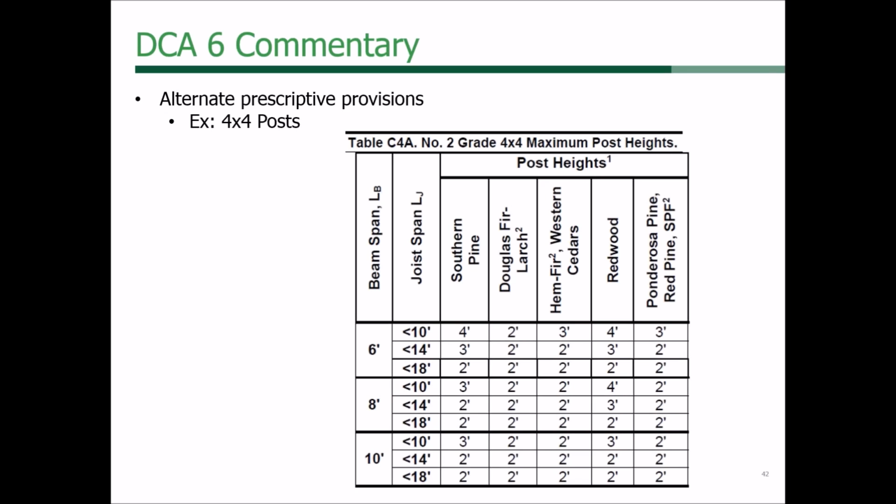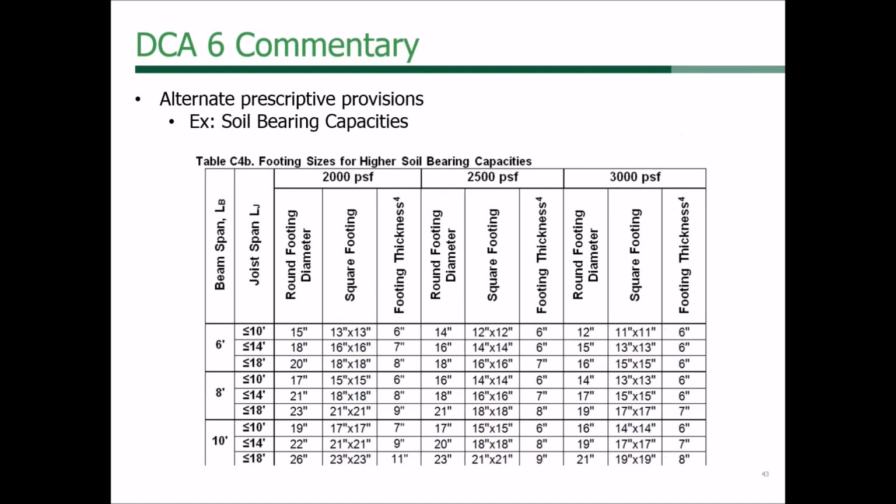And then commentary also has alternate provisions. For example, you can do a 4x4 post instead. If you're only a few inches off the ground, it would work well for you, and you could save some money by not having to buy a 6x6. There are also alternate provisions if you have higher soil bearing capacity. If you know that you have 3,000 PSF and you don't want to make your footings twice as large as necessary, then you can go about doing that, and we have tables for it.